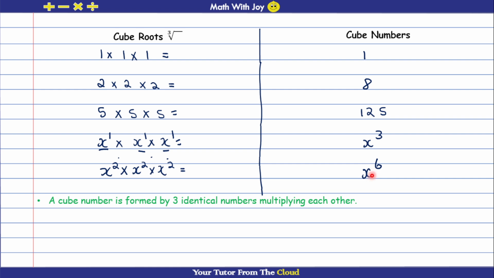And what's the cube root of this? The cube root is going to be x to the power of 2. We can also write it like this in mathematics: the cube root of x to the power of 6. You can easily tell the answer is x to the power of 2, because we know that 3 x to the power of 2's multiplying each other give you x to the power of 6. So the cube root is x to the power of 2.